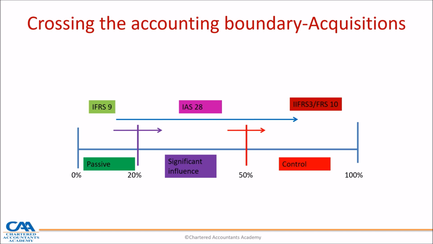Hence, the effect is what we call crossing the accounting boundary. If it's acquisition, it's in the seen, the accounting boundary of IFRS 9, you are moving either over to IAS 28 if you acquire more than 20%, or you're moving from IFRS 9 directly to control if you add more interest such that you end up with more than 50%, as well as from associate to control. This is very important only when control is indicated or is based on voting rights.